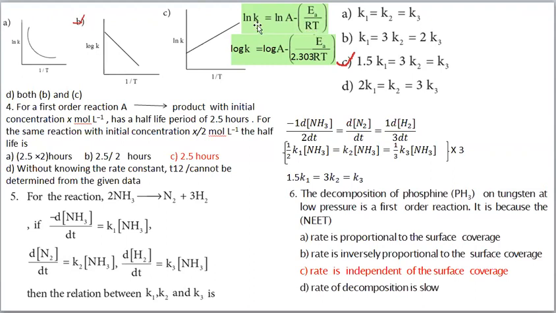Okay, so you see, ln K is plotted along the y-axis, 1 by T along the x-axis. So we'll get a straight line with the slope minus EA by R. Minus EA by R. But for this graph, the slope is a positive value, not negative, positive. Okay, so this graph is wrong.